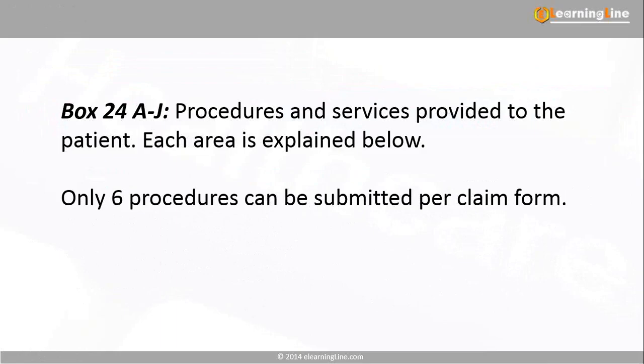Box 24 A to J. Procedures and services provided to the patient. Each area is explained below. Only 6 procedures can be submitted per claim form. So the maximum allowable limit is 6. And box number 24, from A through J, all are related to procedure.